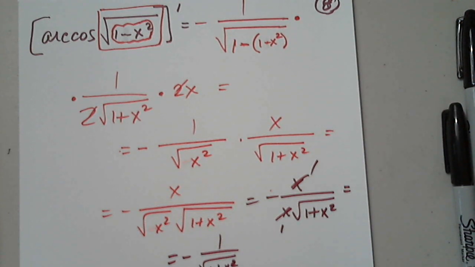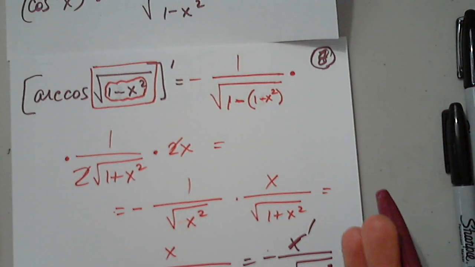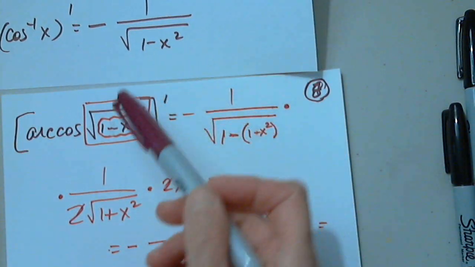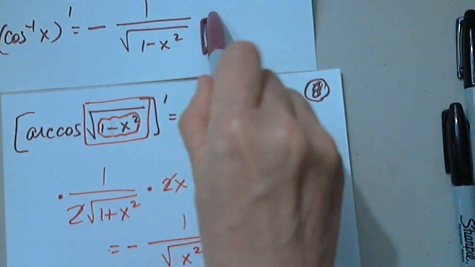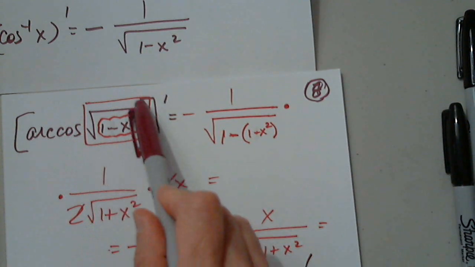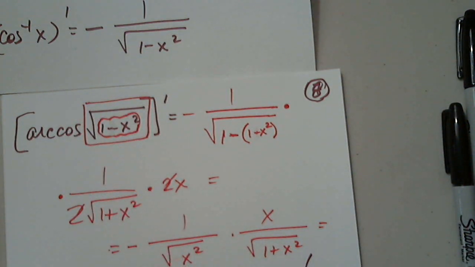So what all this is illustrating is what we already knew. If we know the formula, and if we have a function, we use the formula, but then we never forget to times the inner function prime. That's all I was trying to illustrate.